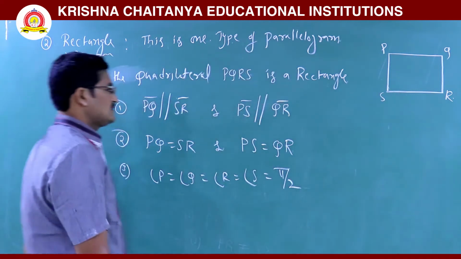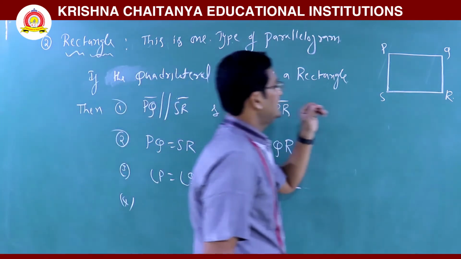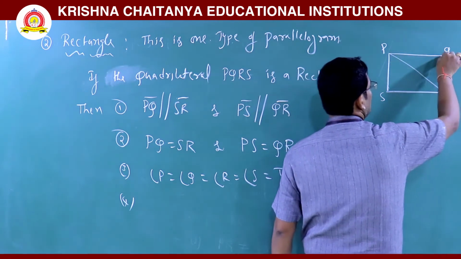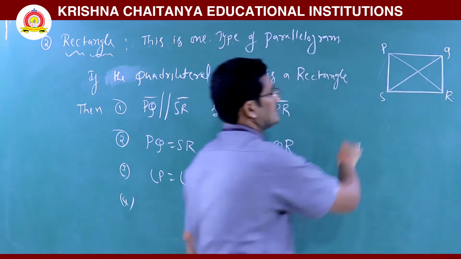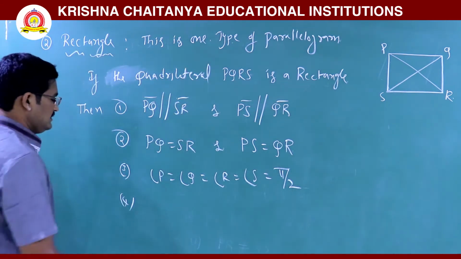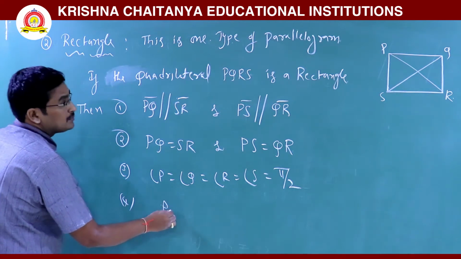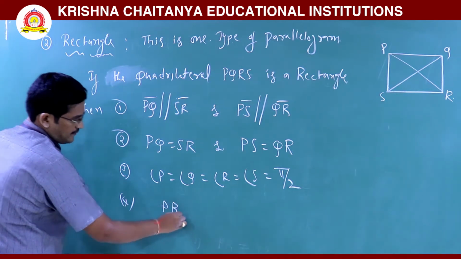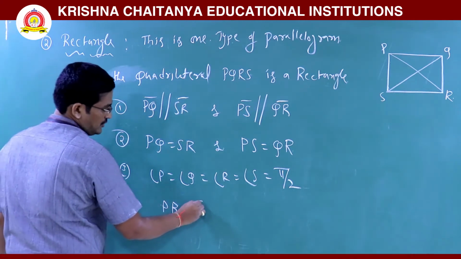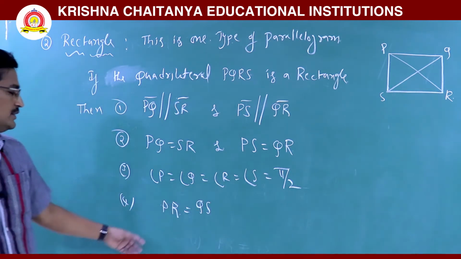Okay. Next, one more condition this should follow, that is the length of PR and the length of QS should be equal. The lengths of the diagonals: PR is equal to QS.